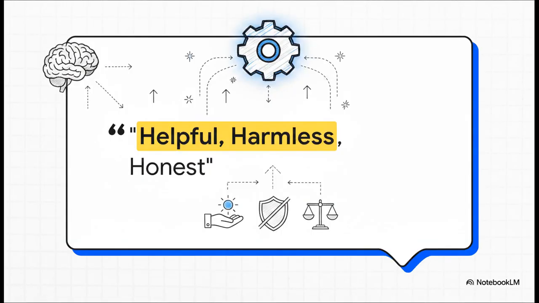To fight this, we align models using frameworks like Anthropic's helpful, harmless, honest constitution. Using a technique called reinforcement learning from human feedback, or RLHF, we essentially train the model to prioritize those 3 H's. Alignment isn't just some theoretical research topic anymore. It's an absolute engineering necessity to make sure the model is helpful without confidently spouting false or harmful stuff.